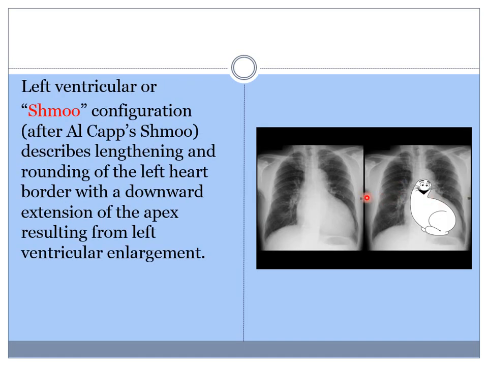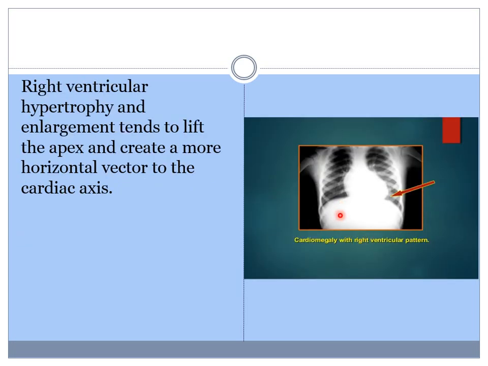The left ventricular or Schmoo configuration describes lengthening and rounding of the left heart border with downward extension of the apex, resulting from left ventricular enlargement. Right ventricular hypertrophy and enlargement tend to lift the apex and create a more horizontal vector to the cardiac axis. As we know, ventricular hypertrophy causes little enlargement unless it is associated with dilatation.